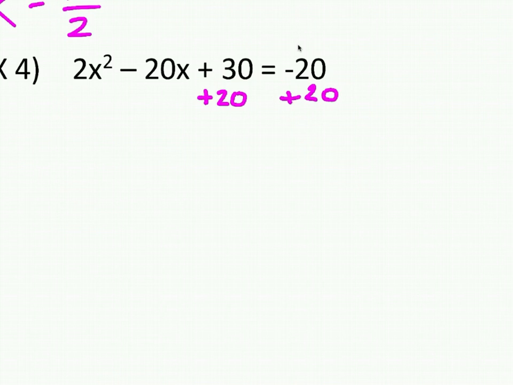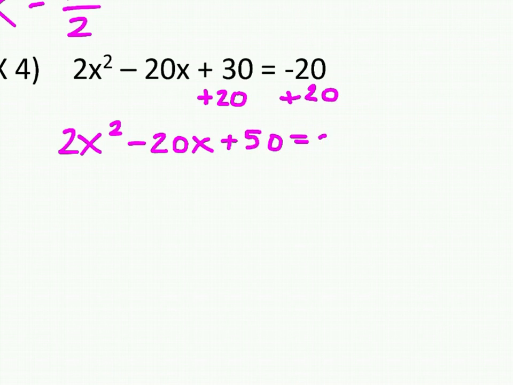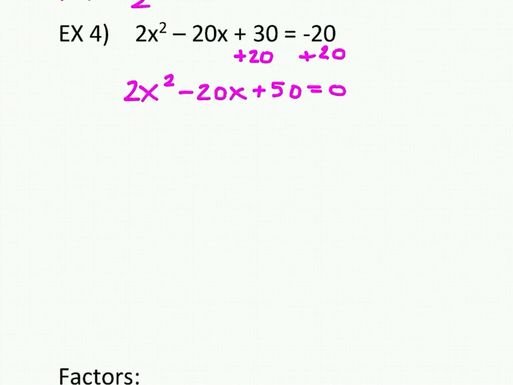So remember, keep your like terms lined up. 20 is a constant, a regular number, so I put it under 30, which is also a constant, a regular number. Okay, so there are no other x squared, so those drop down. There are no other x's, so those drop down. 30 plus 20 is now 50, and it's set equal to 0. Cool.